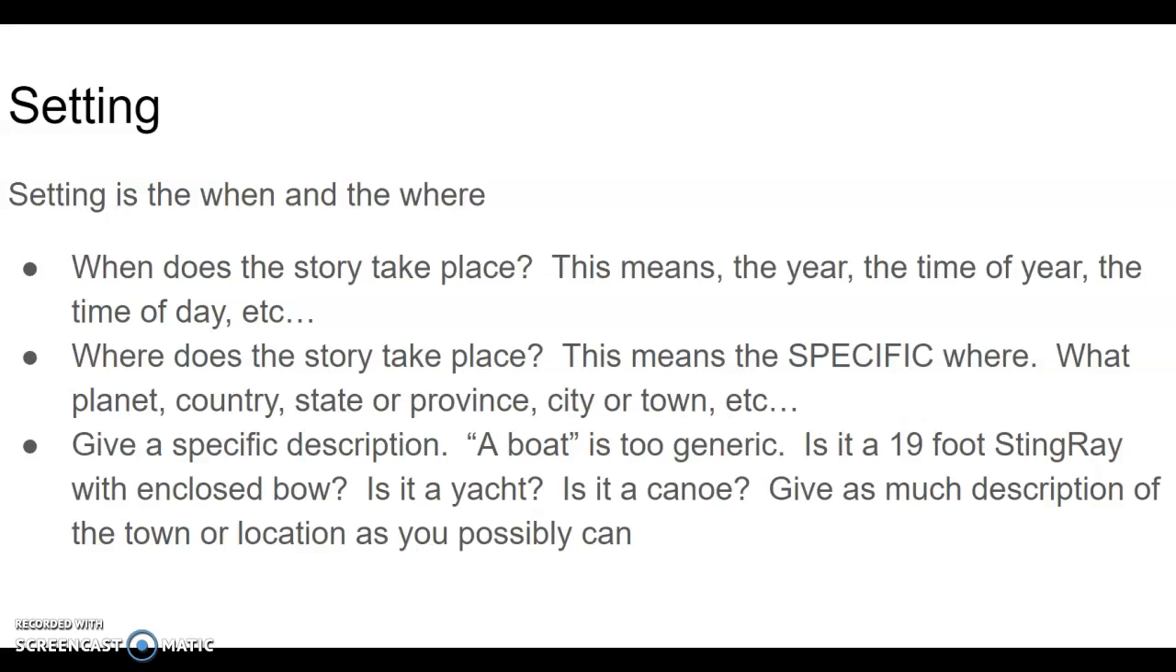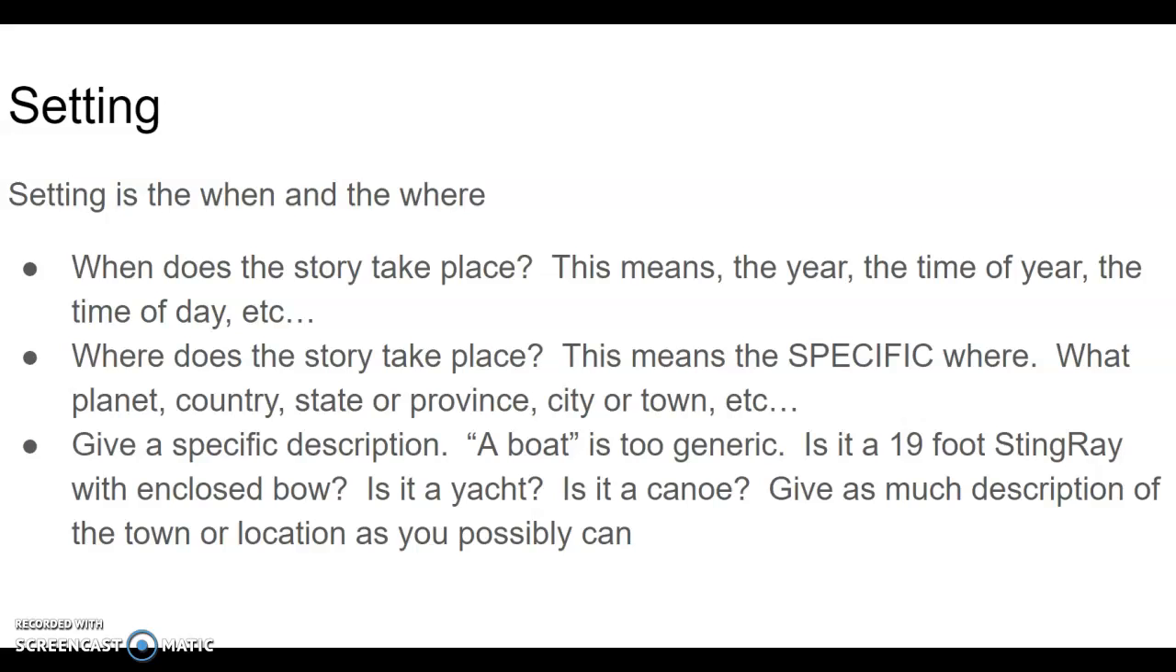Where does it take place? Don't just say it takes place on Earth. I wouldn't even just say it takes place in Evansville. Try to be as specific as you can, because there are different areas of Evansville that offer different life options that help form and shape who you are. And then give a specific description.